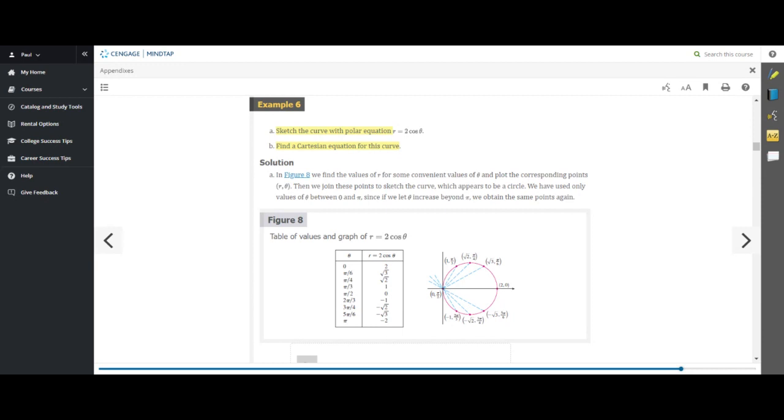And if you plot all the points together, you trace out a circle. Now that circle is not centered at the origin. What would its equation be? Well, we can find the Cartesian equation quite simply.